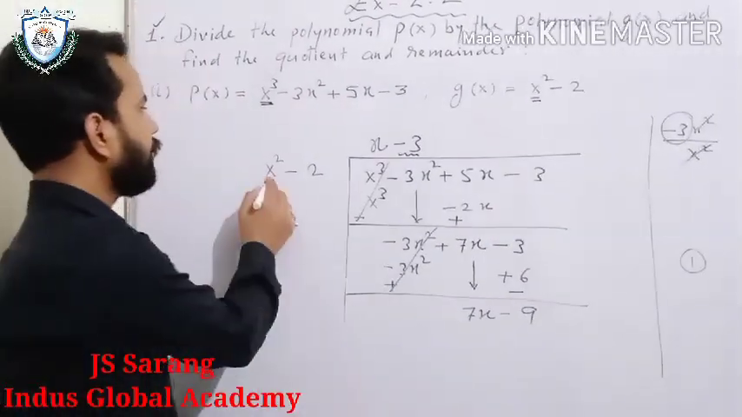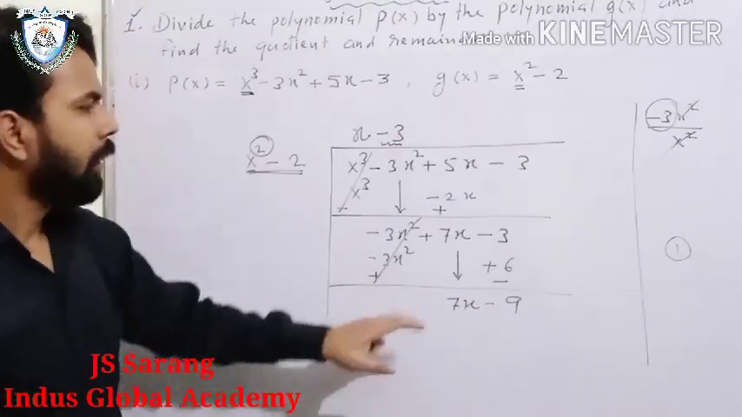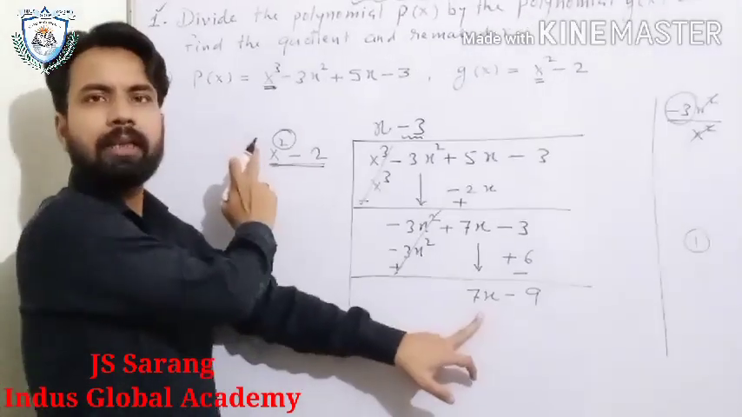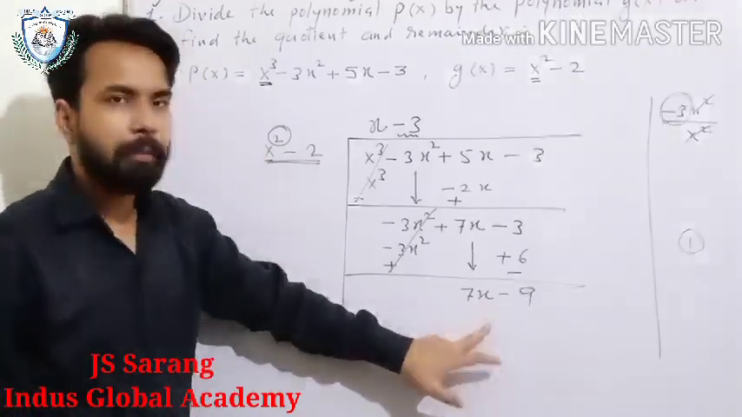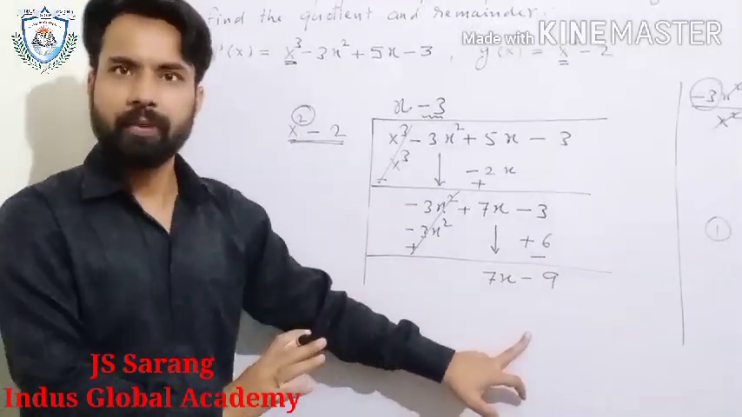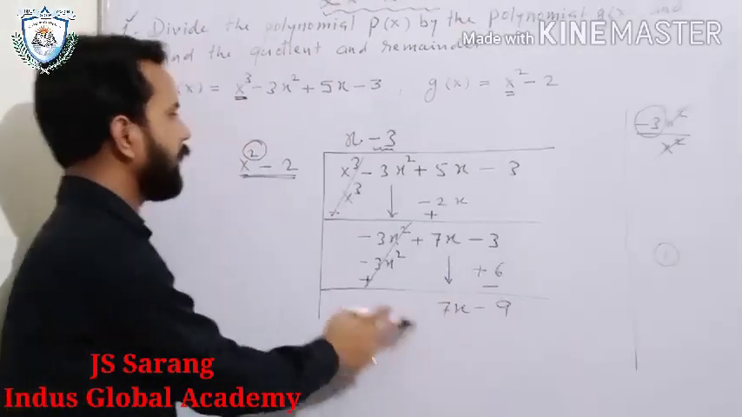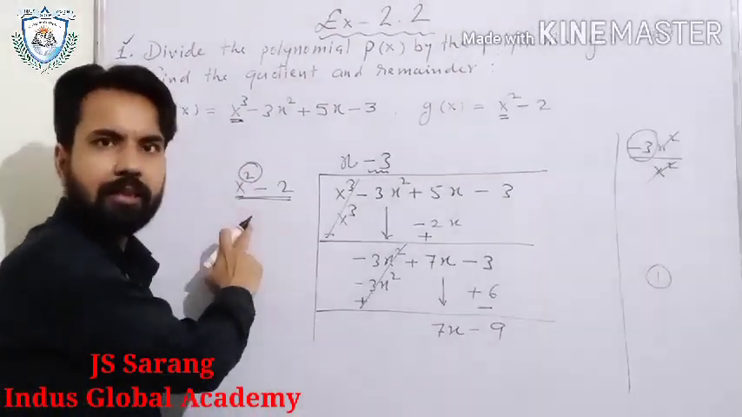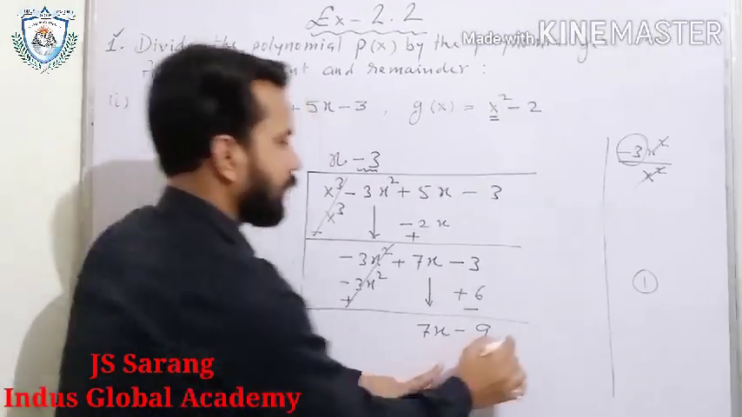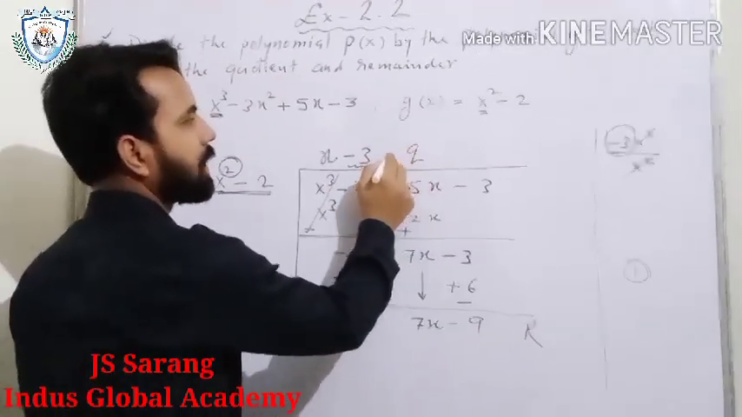Now what is the degree of this divisor? The degree of this divisor is 2. So here the degree of remainder is smaller than the degree of divisor, so it will be the remainder. Now we cannot divide it further. Understood? So whenever the degree of the polynomial is smaller than the degree of the divisor, that means this polynomial will be a remainder. So this is the remainder and this value is known as the quotient.